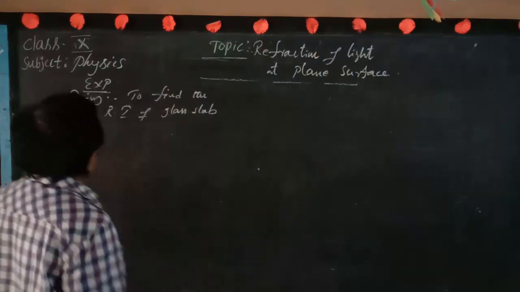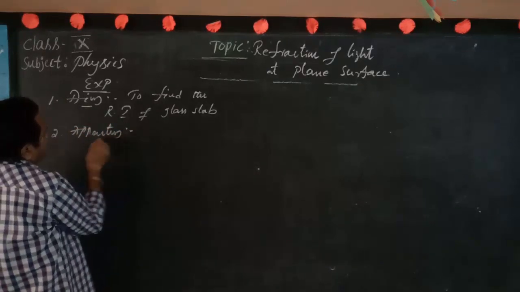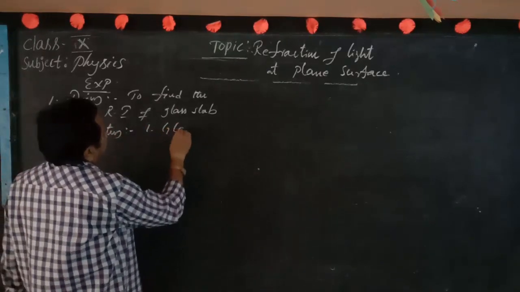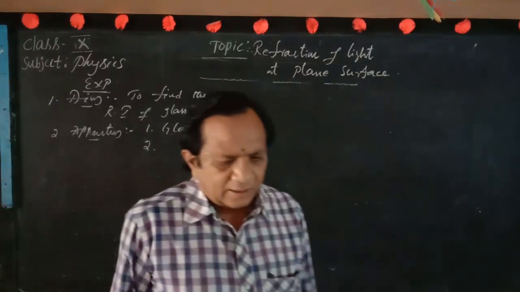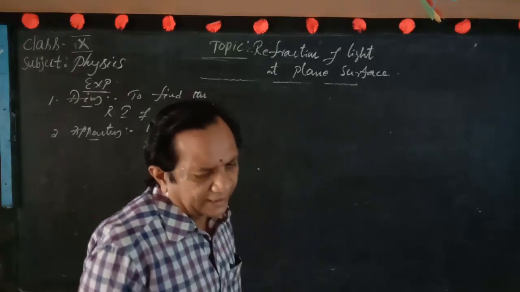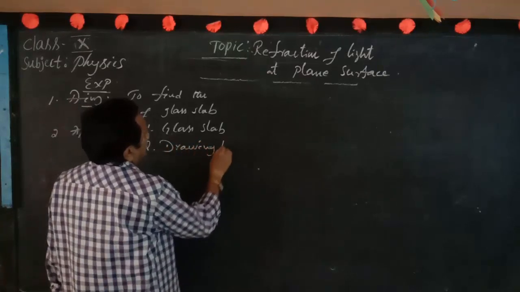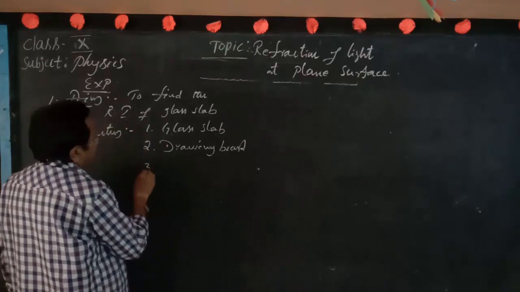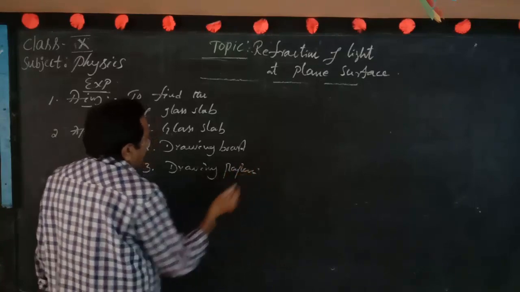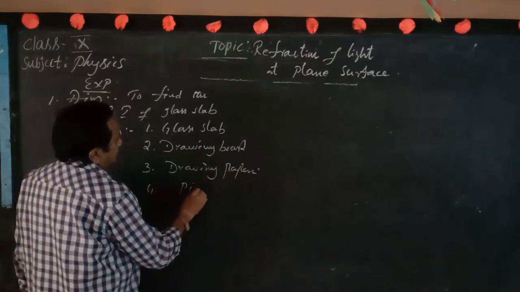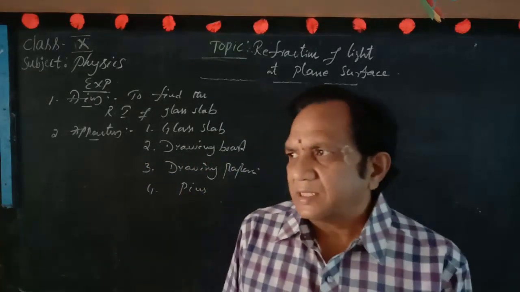The apparatus needed for verifying this is one glass slab, which is the important one, and a drawing board, drawing sheet or white paper, whatever you call it, and pins to fix the paper. These are the required apparatus for verifying this experiment.